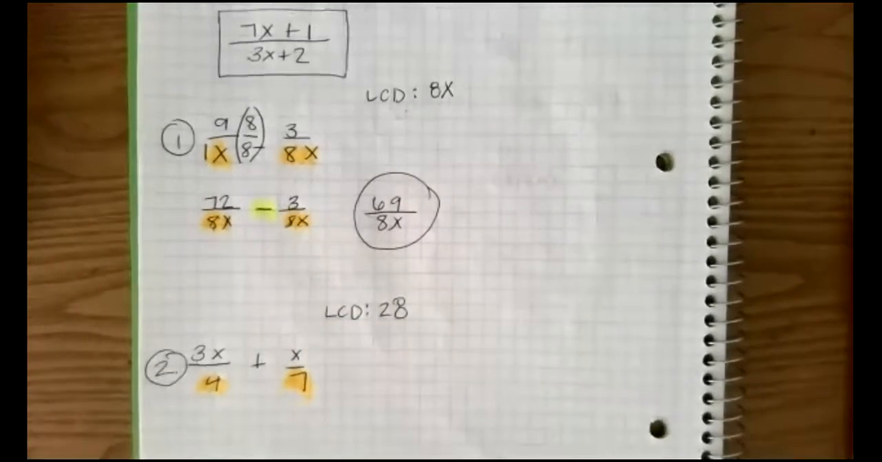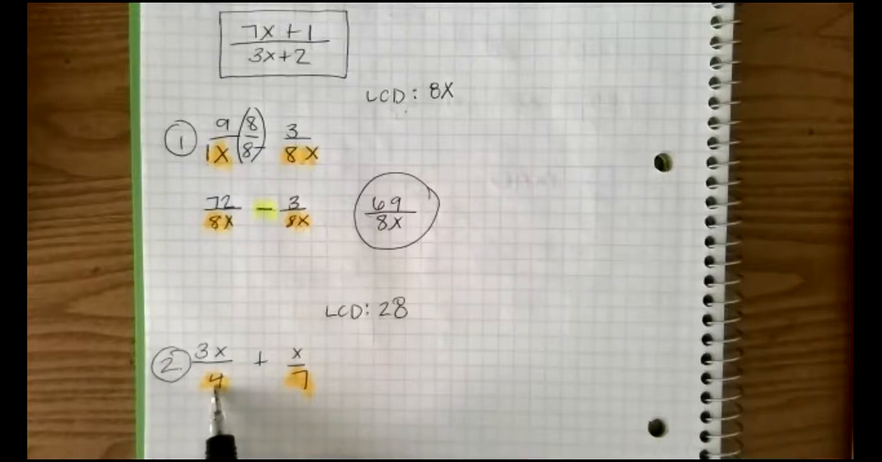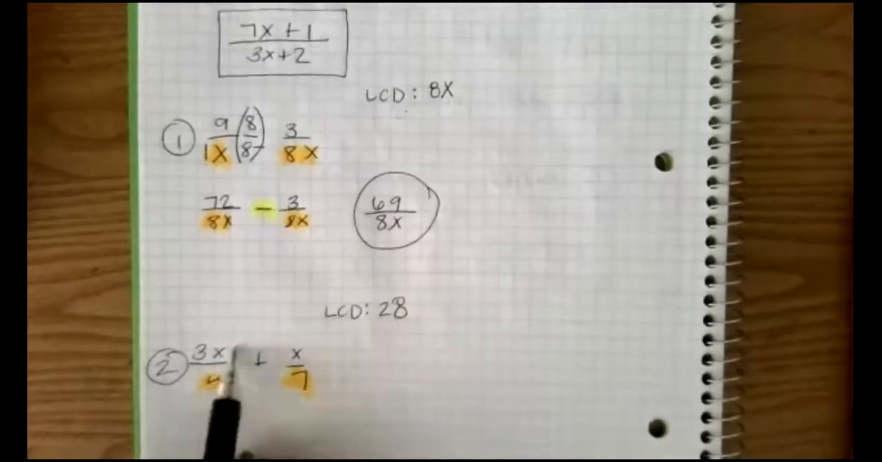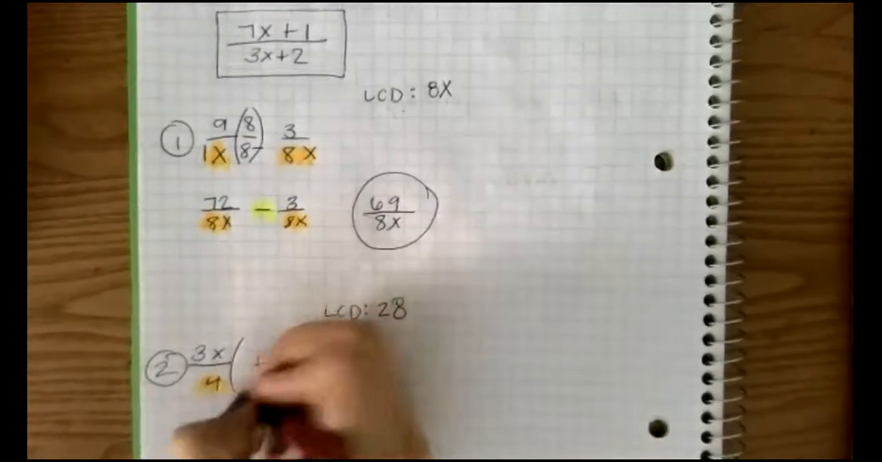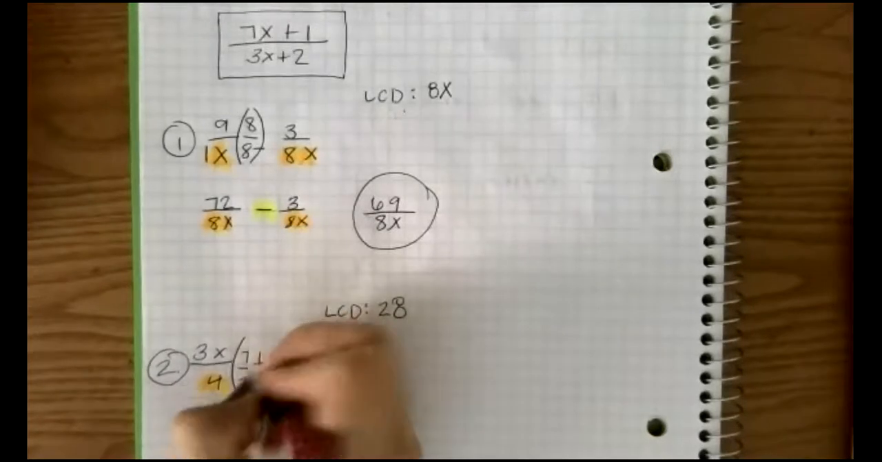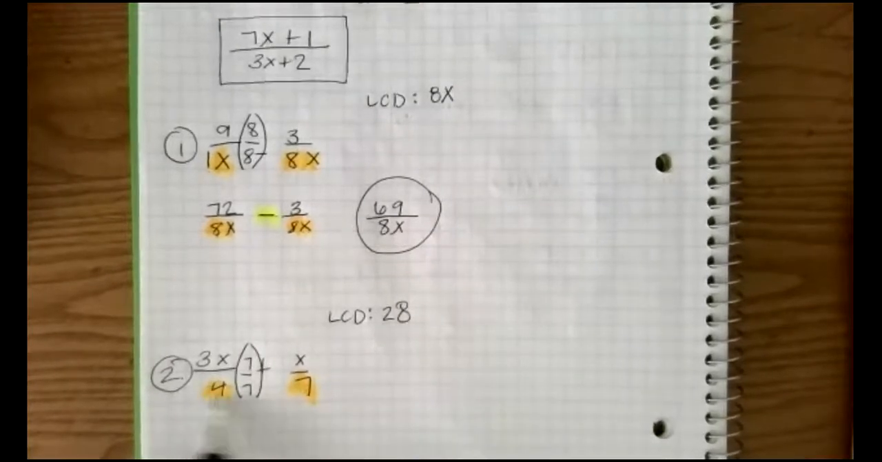Okay. And then just a reminder here, a lot of this is review of fraction skills, right? Whatever I need to multiply 4 by to get to 28, I just need to multiply the top and the bottom. So I need to multiply 4 by 7. So I'm going to multiply the top and the bottom by 7. And that's going to make this fraction have a denominator of 28.